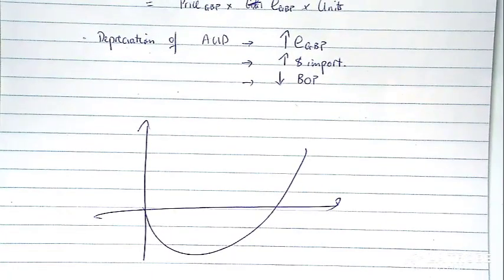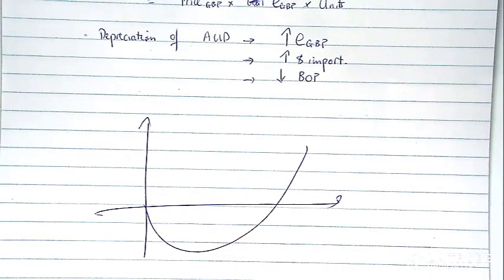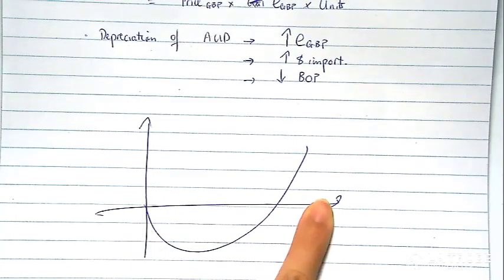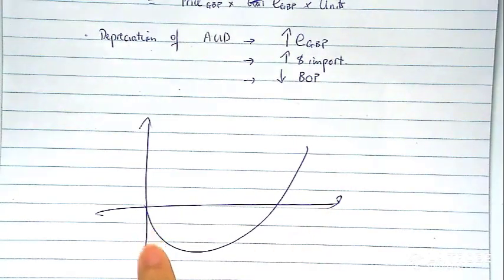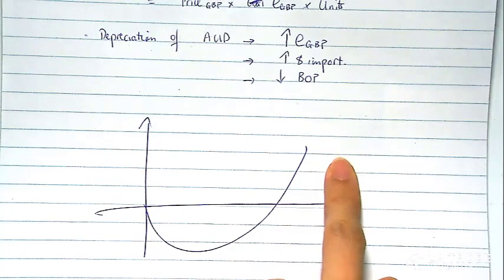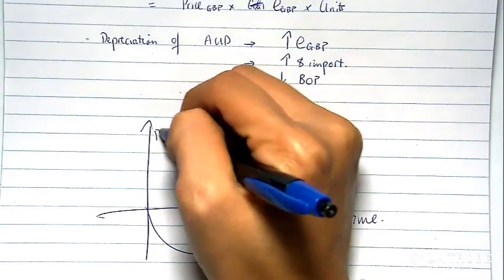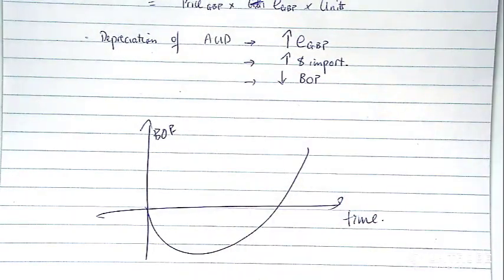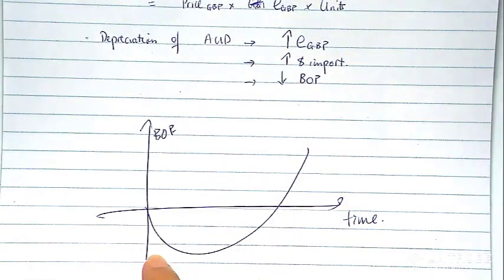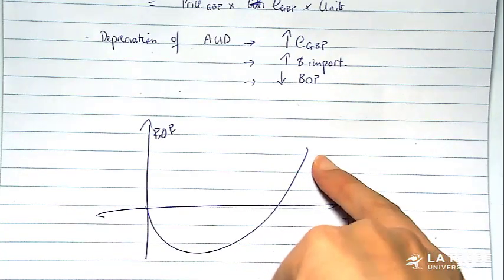So this is a phenomenon we call a J-curve, right? Which is what happens when a country depreciates their currency in an effort to improve their balance of payments, right? So this is time, and this is your balance of payments. At first, your balance of payments will get even worse, and then it will start to pick up, okay?